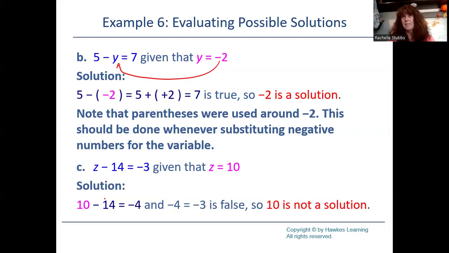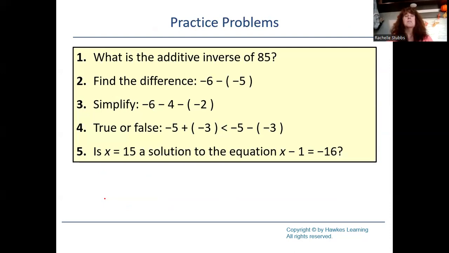Look for problems like that on the test where it says, is this a solution to this? You'll see that coming up. So take a moment, pause your computer, and see if you can do these. All right, now that you've had a moment to try those, what is the additive inverse of 85 or the opposite? Well, negative 85. Very good.